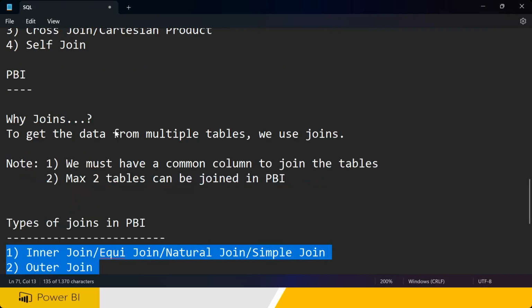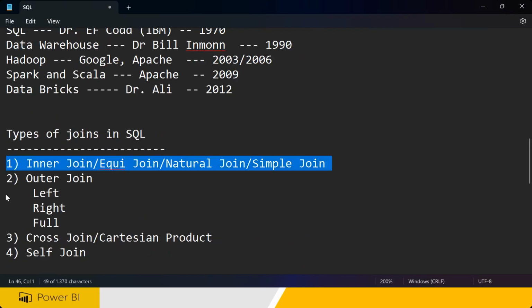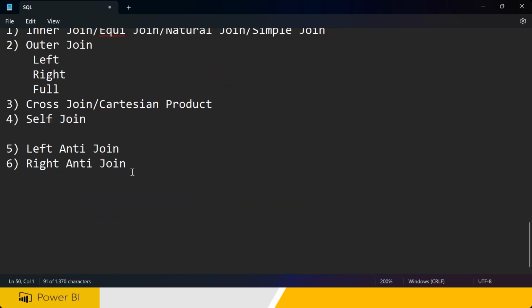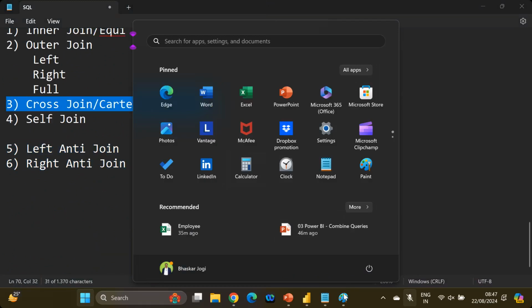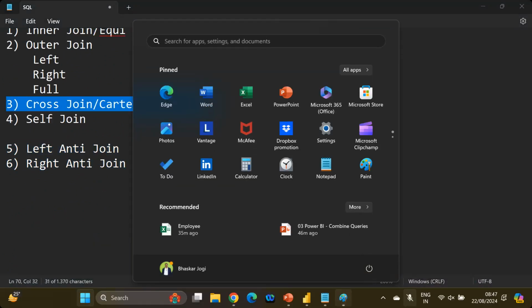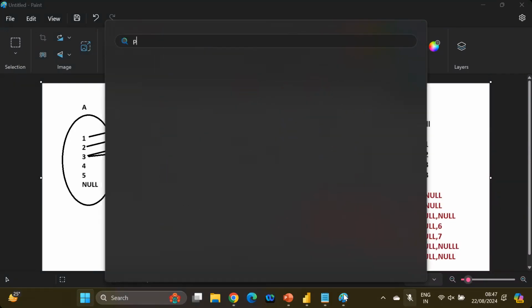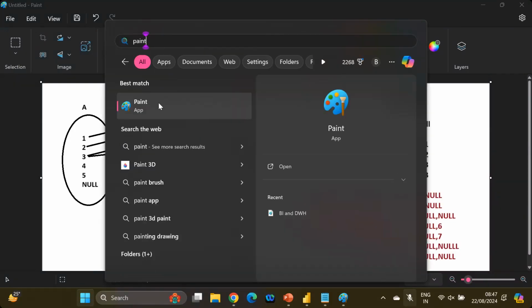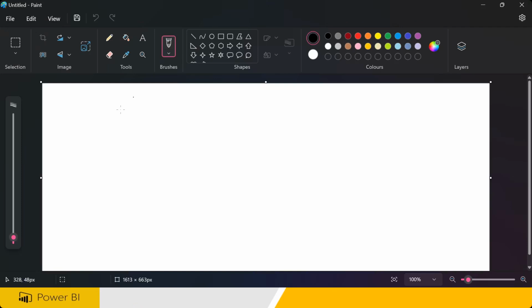So we discussed inner join. We have spoken about outer join, left, right and full. And we have also discussed left anti and right anti. Now let me talk about cross join. I want to explain one more, that is cross join or Cartesian product.